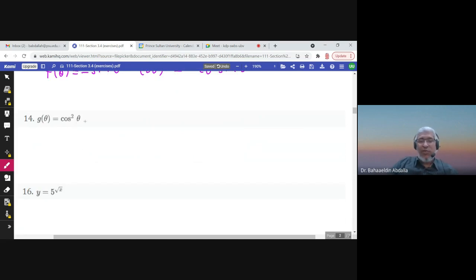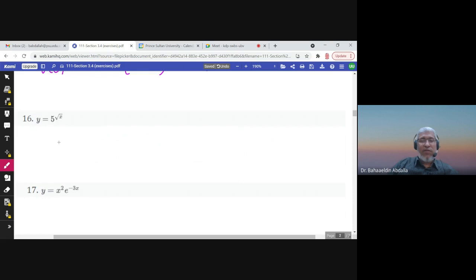Here notice that this is cosine to the power 2. So it's cosine theta raised to the power 2. So g prime of theta would be 2 cosine theta to the power 1. This is the derivative of the outer function, which is parenthesis to the power 2. And then times the derivative of cosine, which is negative sine theta. So you can write it at the end as negative 2 cosine theta sine theta.